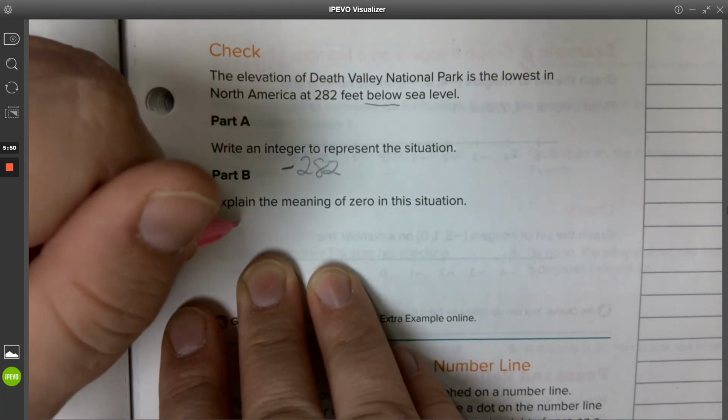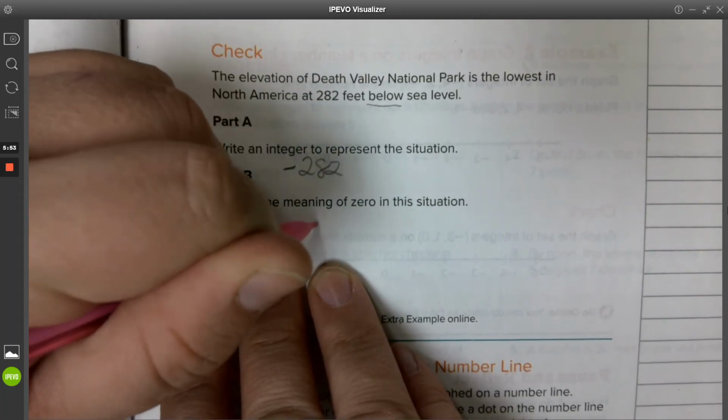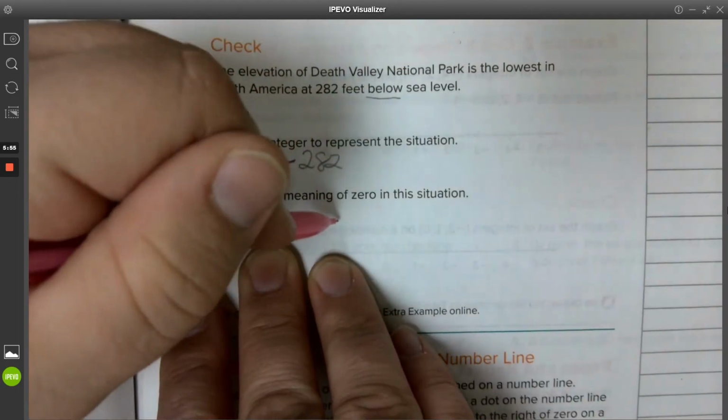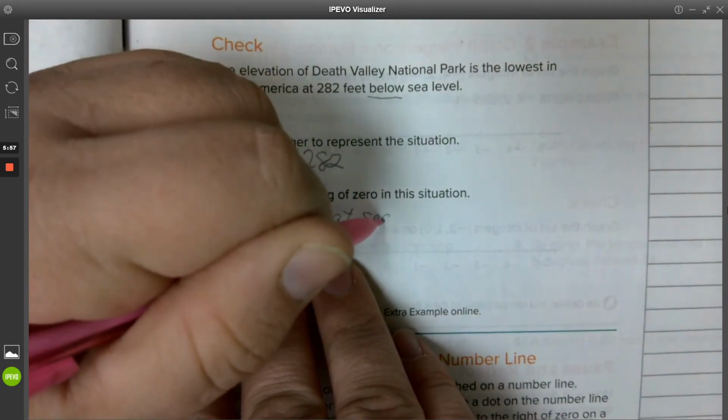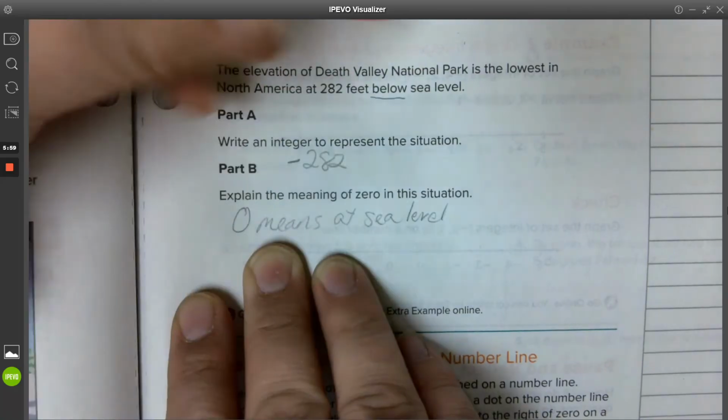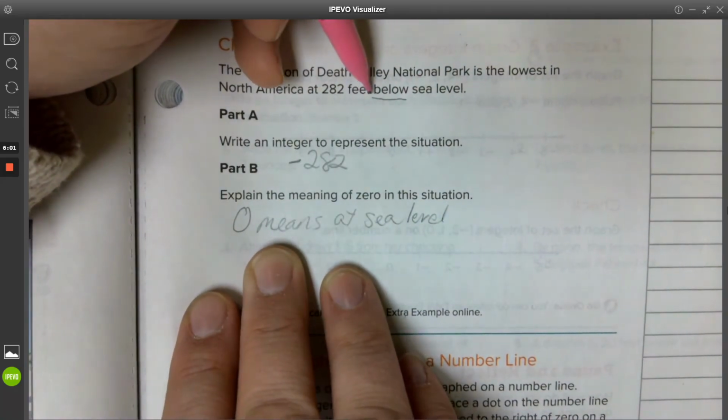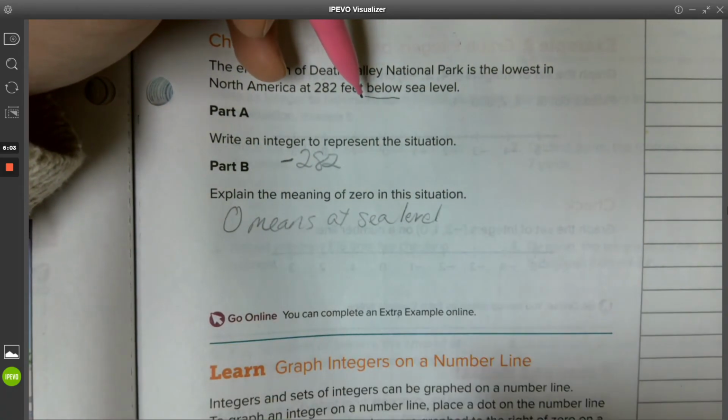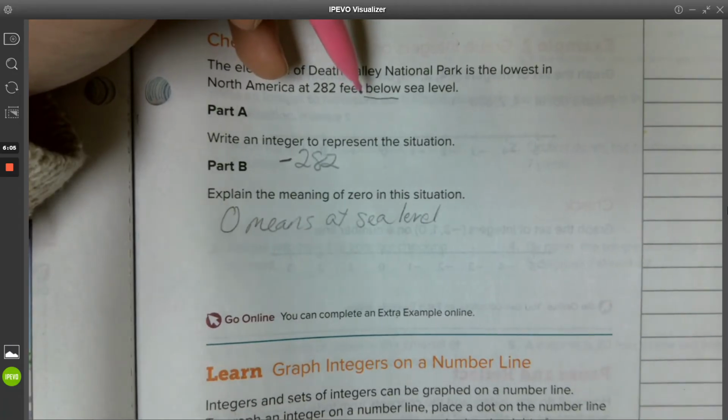0 in this case means at sea level. Because we're talking below sea level, 0 would be right at sea level. It's not above, it's not below, it's right there.